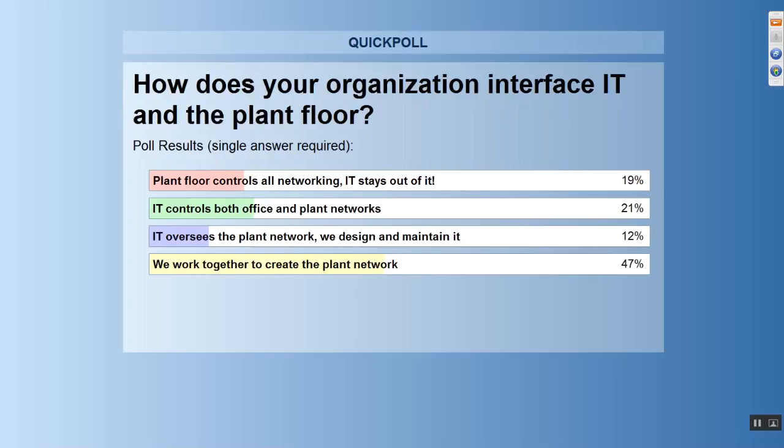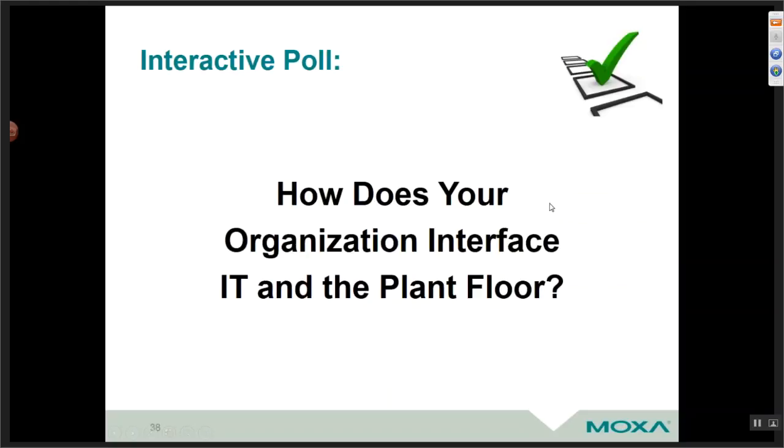And by far, the majority of you said that we work together to create the plant network. And that one actually is really the best way, because it's really important that IT understands the critical nature of the manufacturing aspect of the networking. But it's also important that the manufacturing aspects really adhere to the policies that IT has put into place. So I'm glad to see that a lot of you are working together. And thanks, guys, for voting in that poll.